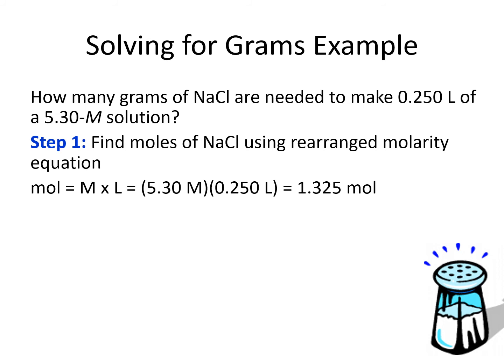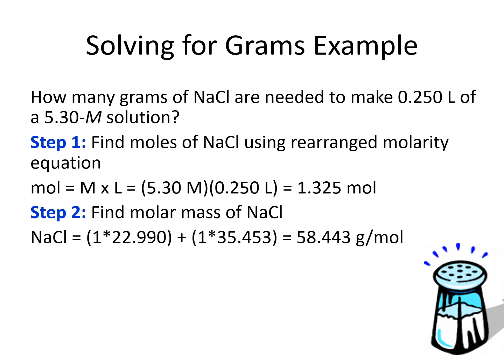But we can't weigh out moles in the lab, so we need to change from moles into grams in order to figure out how much to put into our solution. Before we can do that, though, we need to know the molar mass of the sodium chloride. So that's going to be step number 2. We take 1 times the mass of sodium plus 1 times the mass of chlorine and add them together, and we get a molar mass of 58.443 grams per mole.